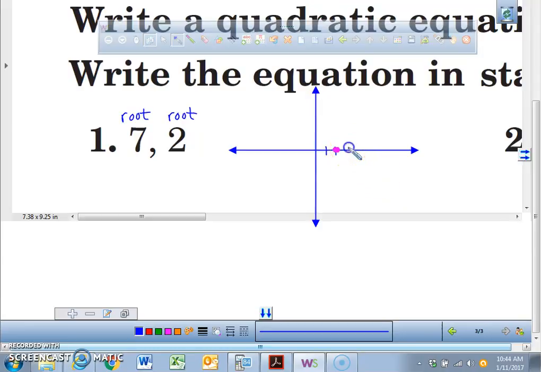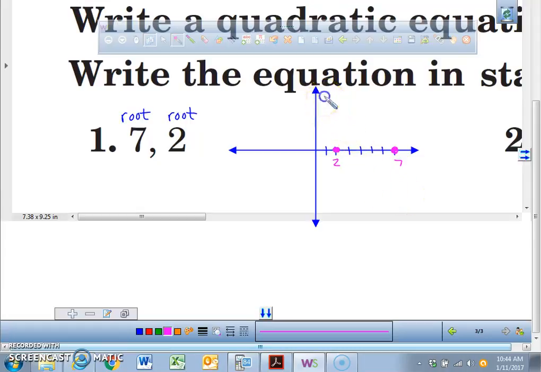And then we also have a root at 7. There's another root right here located at a 7. So there's a root at a 2, and there's a root, or a solution, or an x-intercept, or a 0 at a 7. Now there's two ways a parabola could go through this.